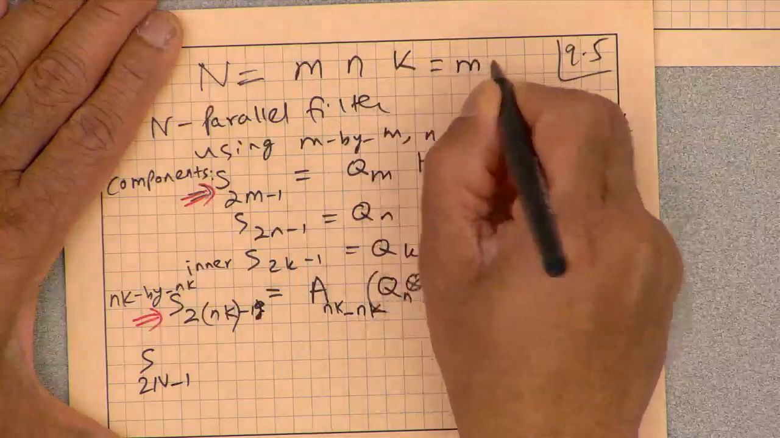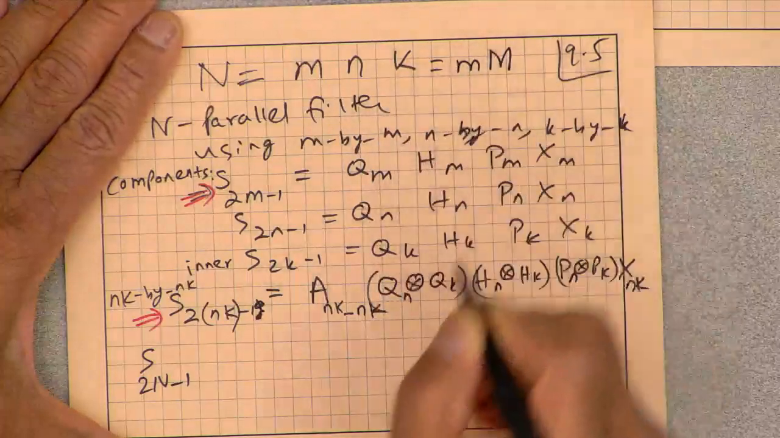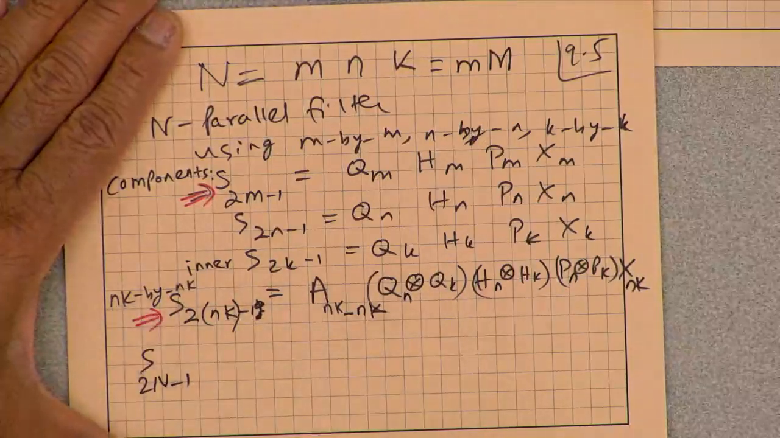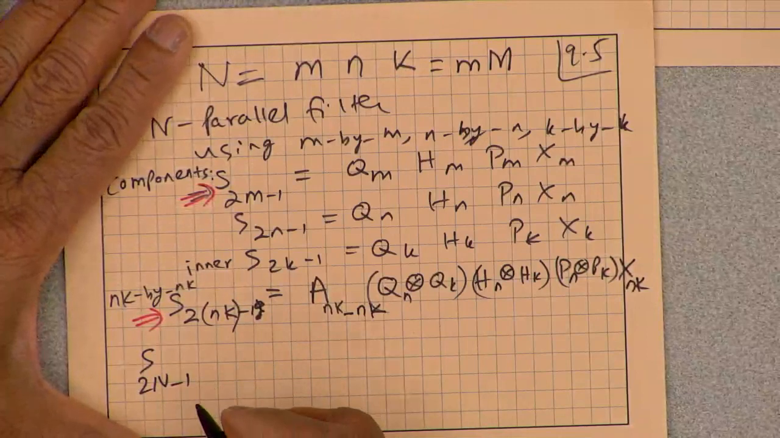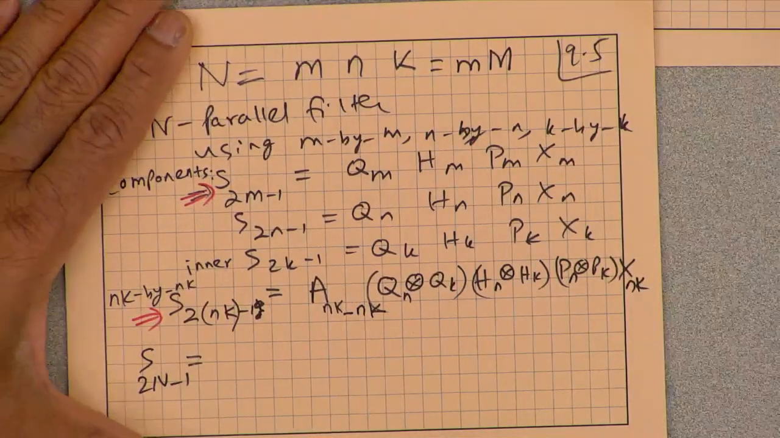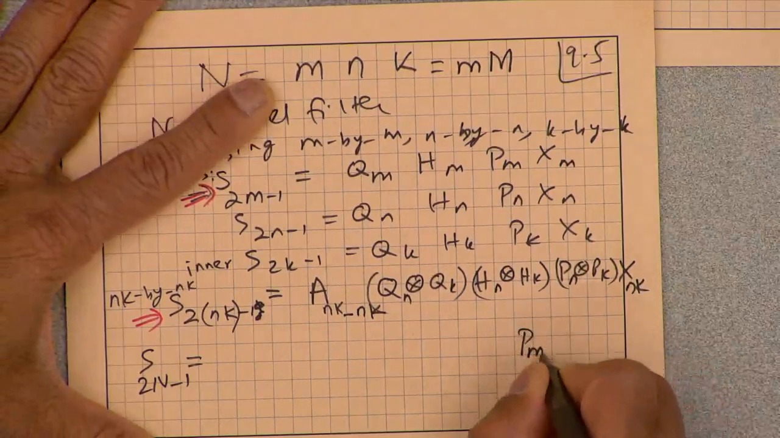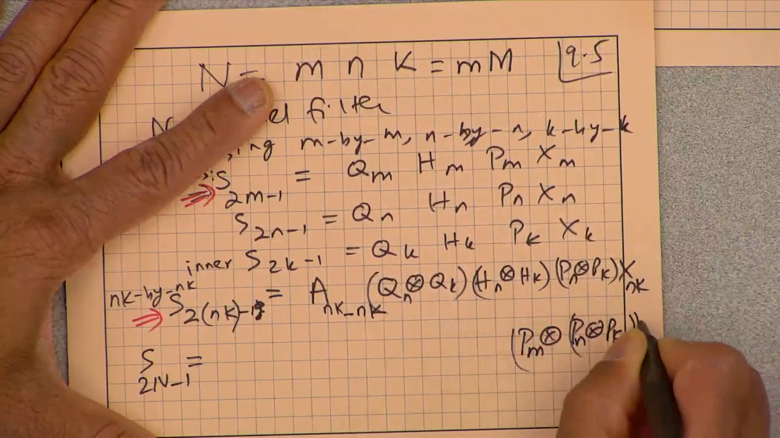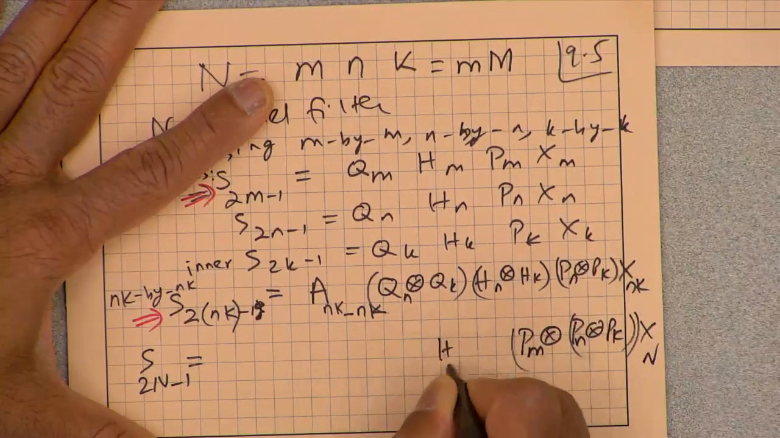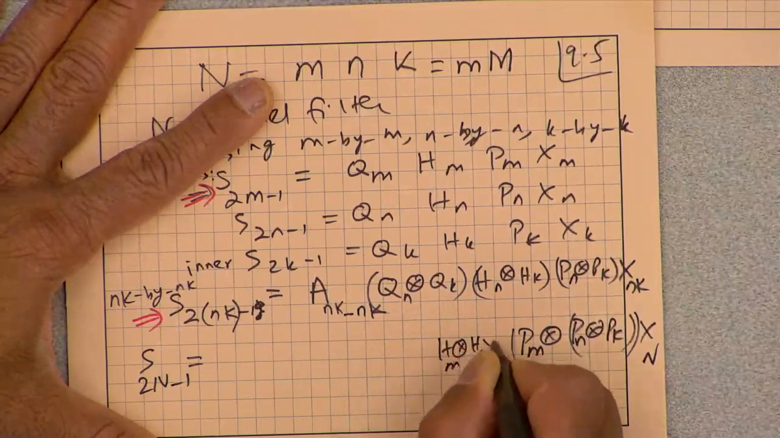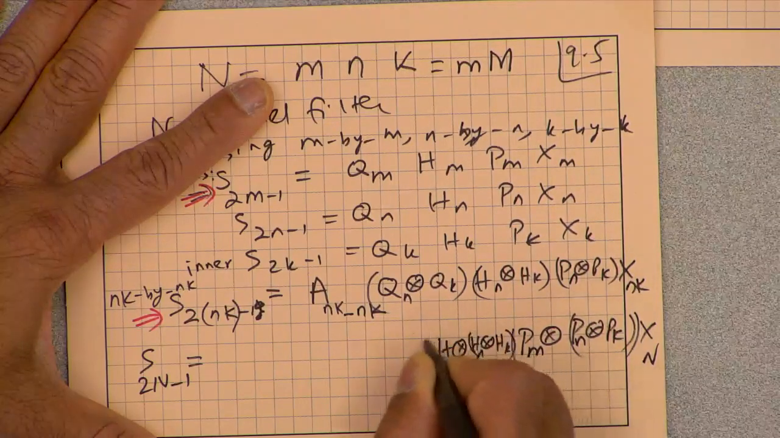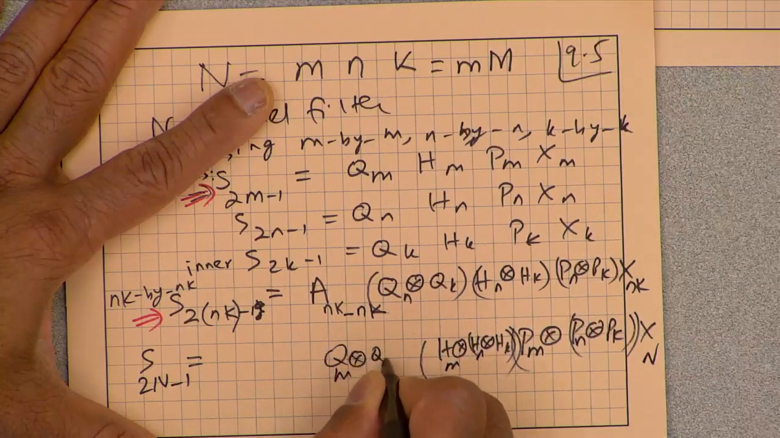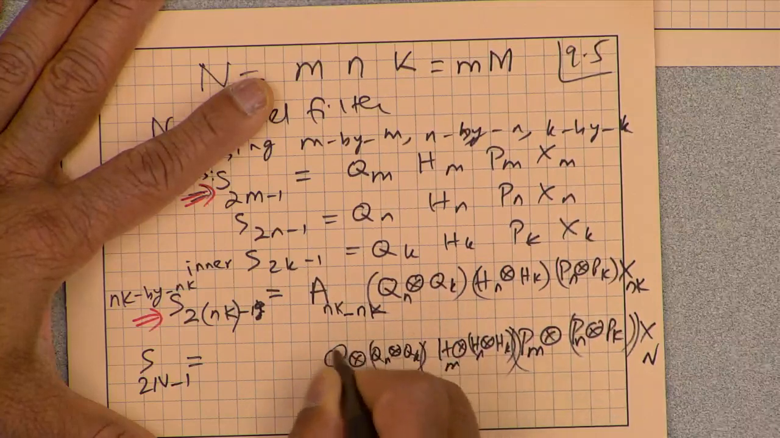Where n is m times, okay, we could call that m. We could call that m. So this could be 2m minus 1, cap M. Okay, so this can be written as, here is the thing. So this is going to be Pm Kronecker product, whatever I had before, Hm Kronecker product Hn with Hk, and then same with Q: Qm Kronecker product Qn Kronecker product Qk.